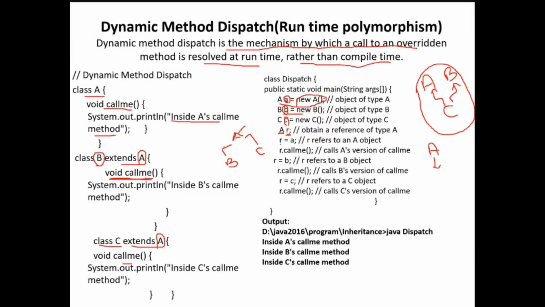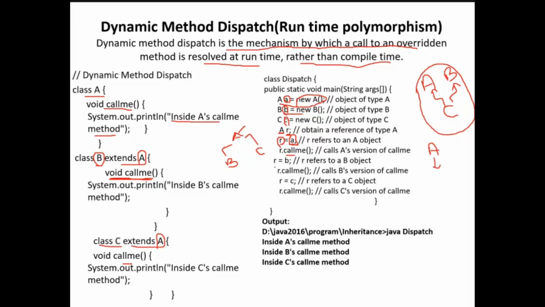Now in that R, what am I storing? I'm storing the object of class A. So it is possible, since the reference type is A and the object type is also A. Now when I call the call me method, which class's call me method is invoked? Class A's call me method is invoked.